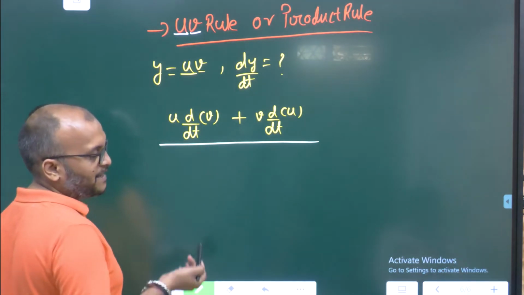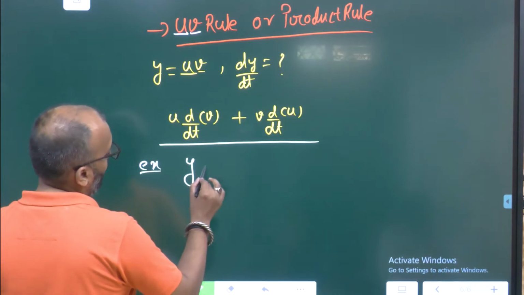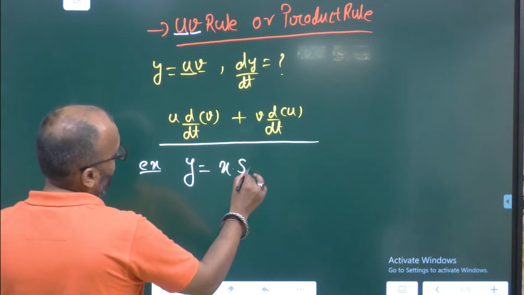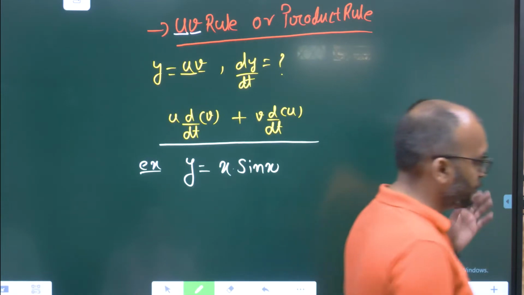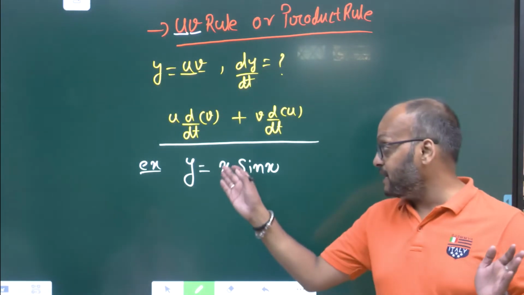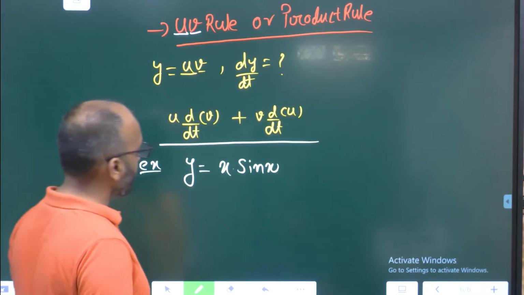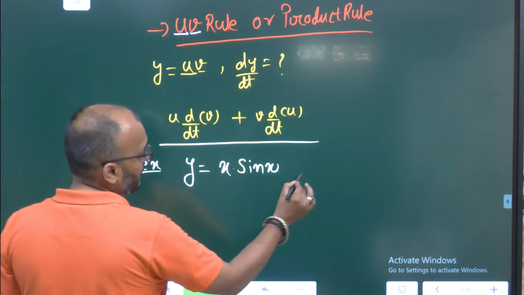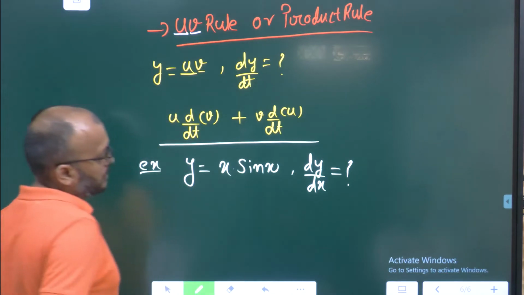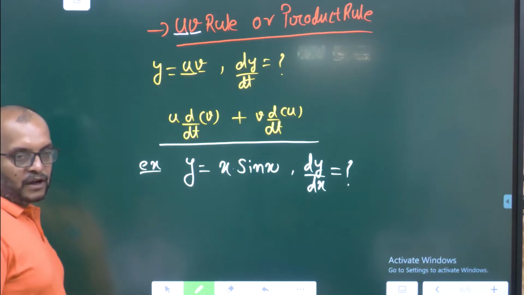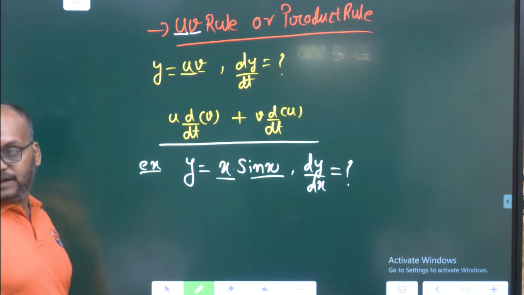Now let us do a question to understand this. y is equal to x sin x. I know I have not told you formulas to differentiate trigonometrical functions. I am just demonstrating the process. I will tell you the formulas afterwards. You have been asked to calculate dy upon dx. So y is a function of x. You have to differentiate with respect to x.